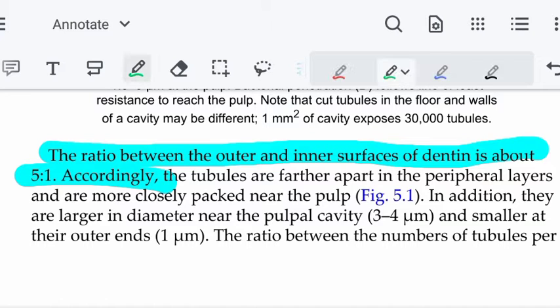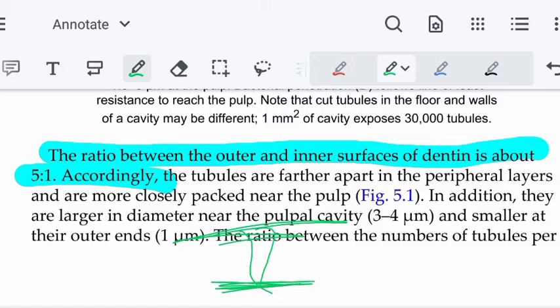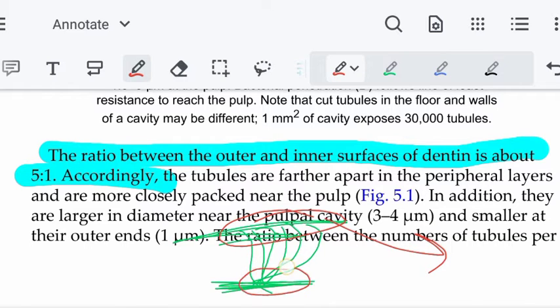So here, if this is the pulp region and this is the peripheral region, they are more packed near the pulp. See, these are dentinal tubules. They are far apart here, but closely packed here. I am showing a magnified view; it's not actually like this. In the peripheral area they are separated, but in the pulpal area they are packed more closely.